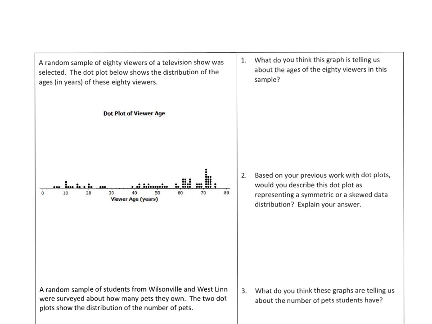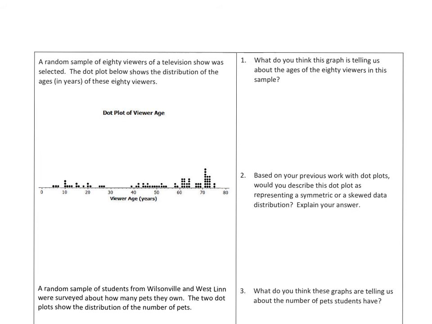Okay, so we've got some dot plots here. This is a random sample of 80 viewers of a television show, and the dot plot shows the distribution of ages in years of these 80 viewers. So look at the dot plot and what we've got going on. The first question is, what do you think this graph is telling us about the age of the 80 viewers in this sample? What would you think about the ages of people watching?